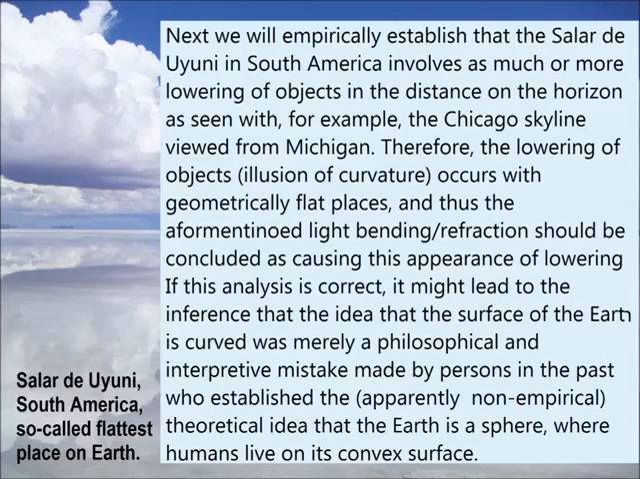What this clip involves is a discussion of the flattest place on Earth, and what we will do is determine that it is actually geometrically flat, not just very smooth and curved, and we will find, even though it is geometrically flat, it has extreme instances of lowering of objects in the horizon, and the only explanation, if this basin in South America is geometrically flat and it has lowering of objects in the distance in the horizon, would be due to light refraction, not the curvature of the Earth. That is what we will embark on now.